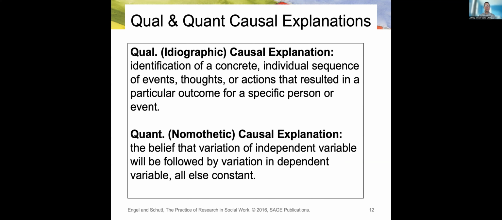Who knows? The quantitative, or nomothetic, causal explanation is where the variation of an independent variable is going to be followed by a variation in the dependent variable, holding everything else constant.